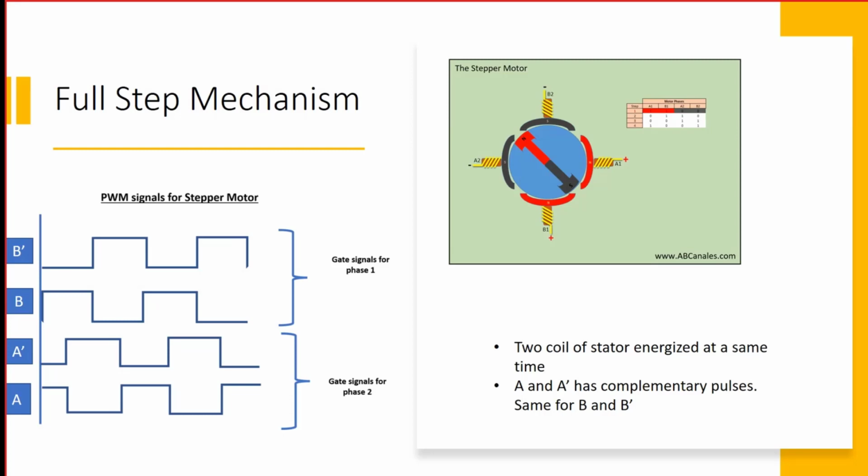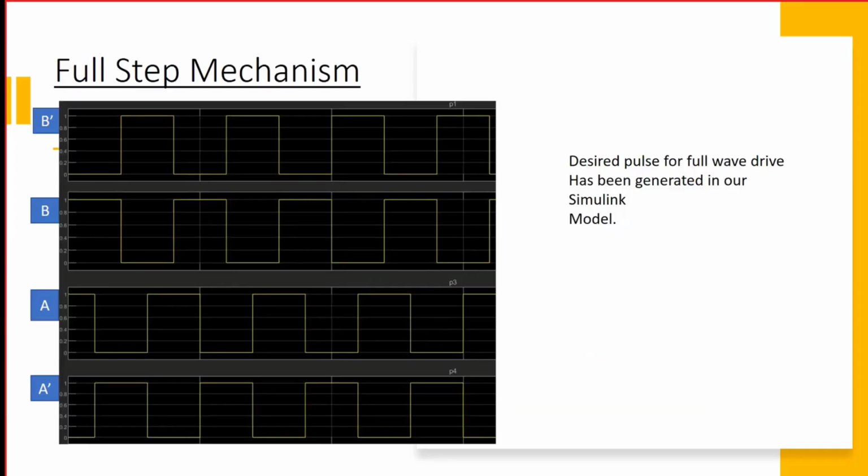We can see from the graph that A and A prime have complementary pulses, which is also true for B and B prime. Here we can see that the desired pulses for the full wave drive have been generated according to the previously mentioned method in our Simulink model.